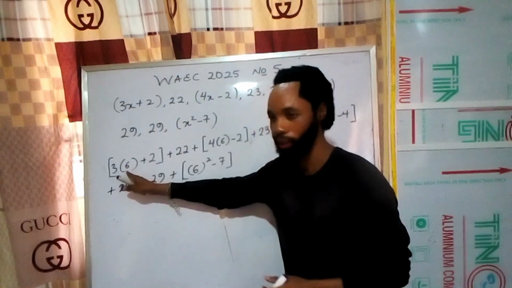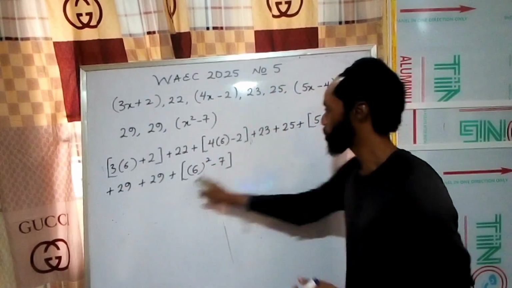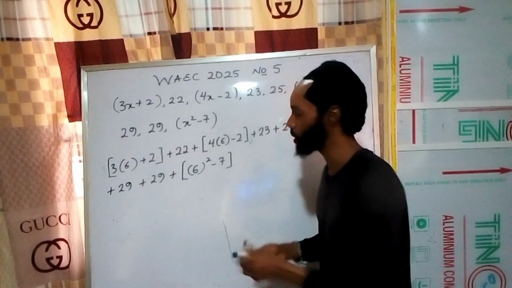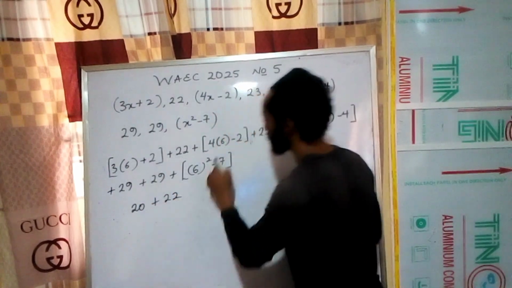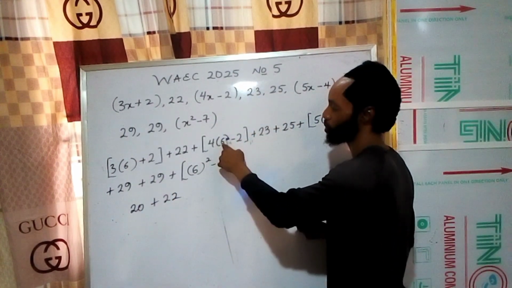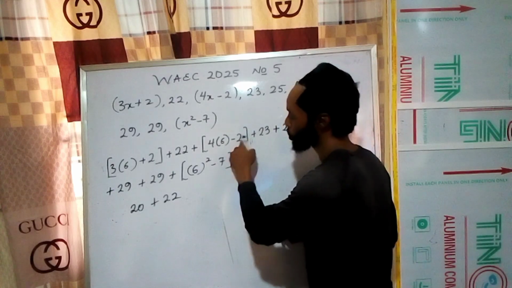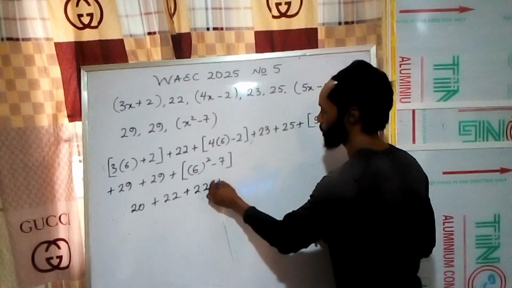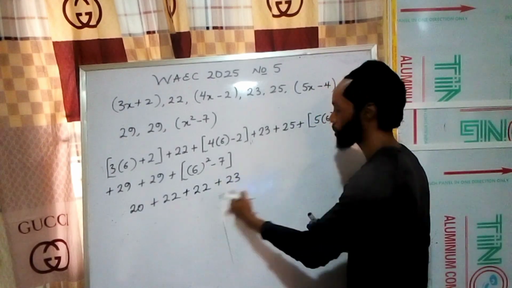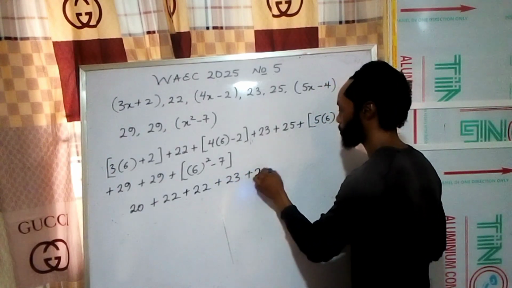Now I put that 6, you can see it. So now 6 times 3 is 18. 18 plus 2 is 20. Then 6 times 4 is 24. 24 minus 2, that is 22. Then here is 23. Sum it, then here is 25.